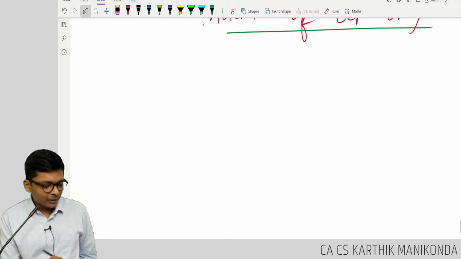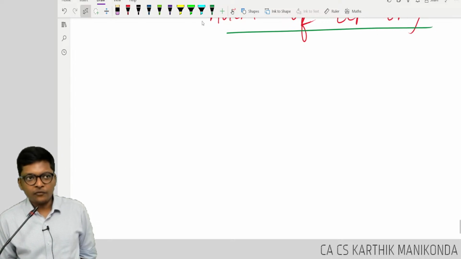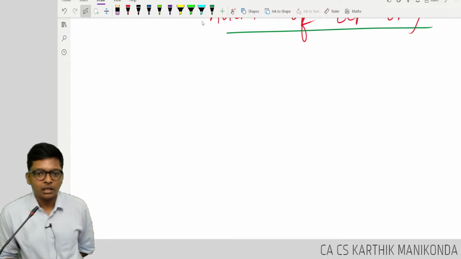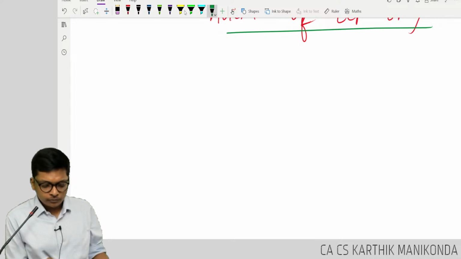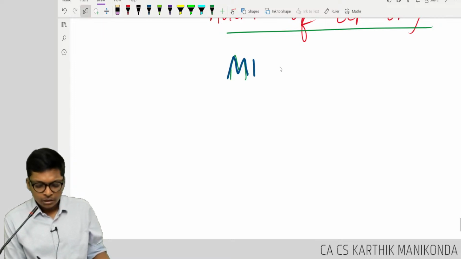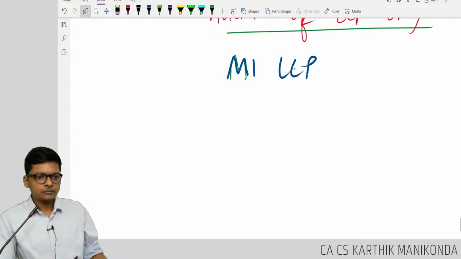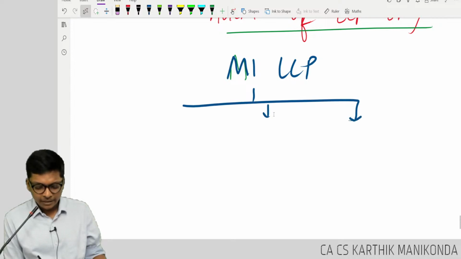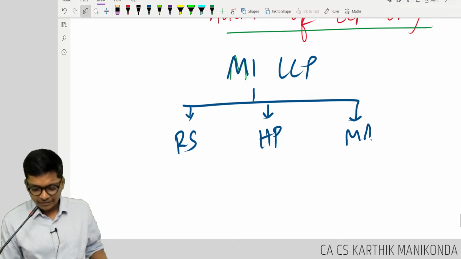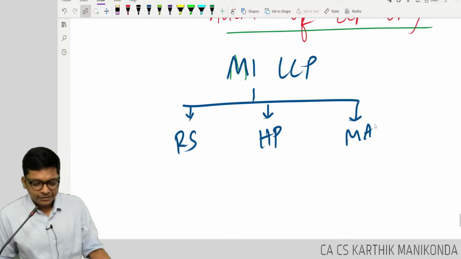Next, section 27 and 28. For me to explain, let me give an example. We will understand the example, then come and fill the points. Let me write down. Let's say my LLP, new LLP, Mumbai Indians LLP is the LLP. We have three partners in this LLP. Let's say Rohit Sharma, Hardik Pandya, and Mukesh Ambani.